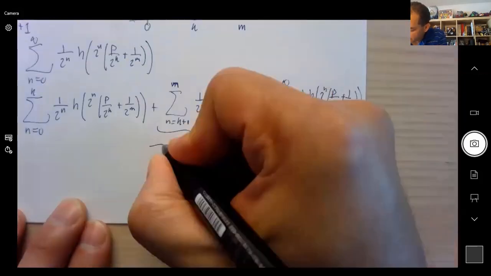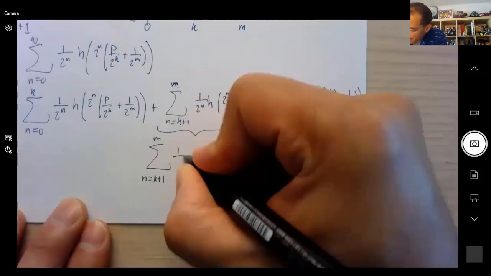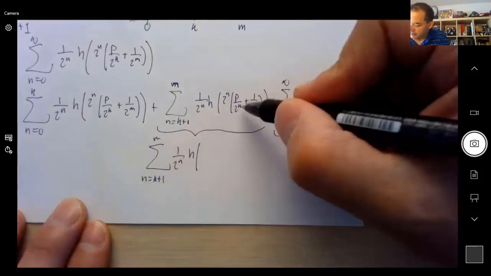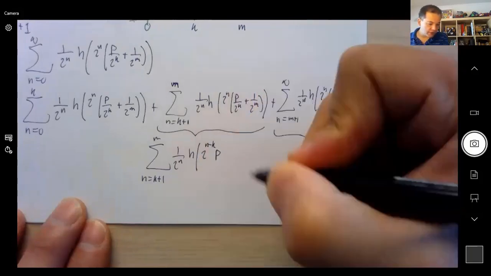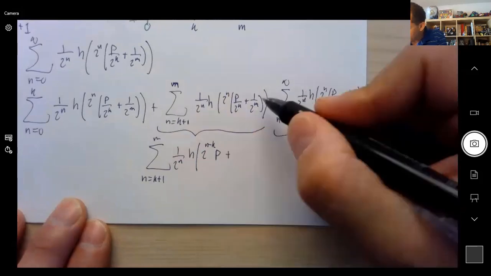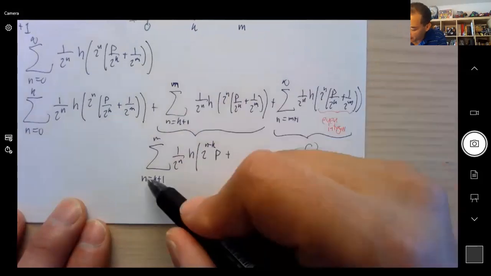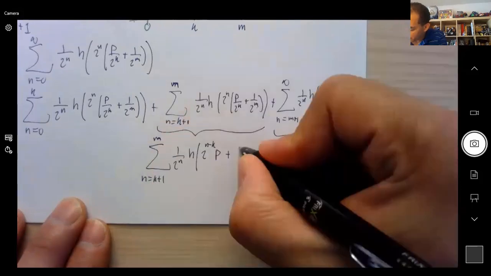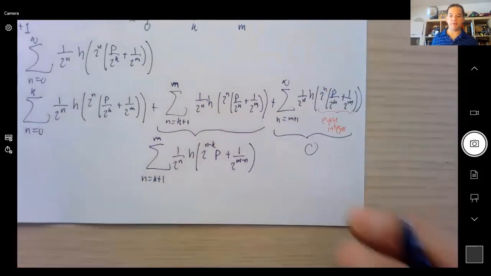All right, so it's the sum from k+1 to m. And I'm going to write it like this: h of, what is this? Well, n is bigger than k, so this is going to be 2^(n-k)p. And then after that, m is bigger than n, right? Because n goes from k+1 to m. So for the other one, I'm going to write 1 over 2^(m-n). All right? Is that clear how I simplified it?